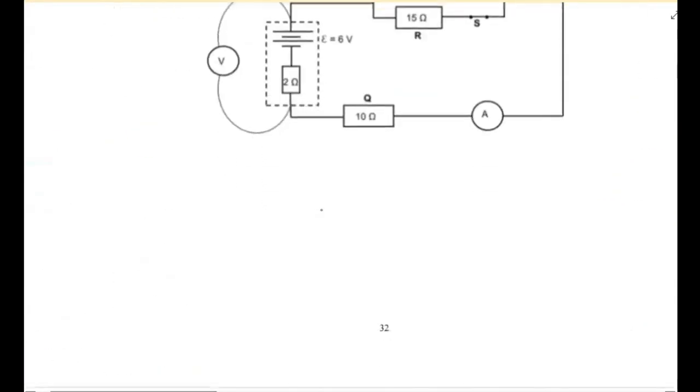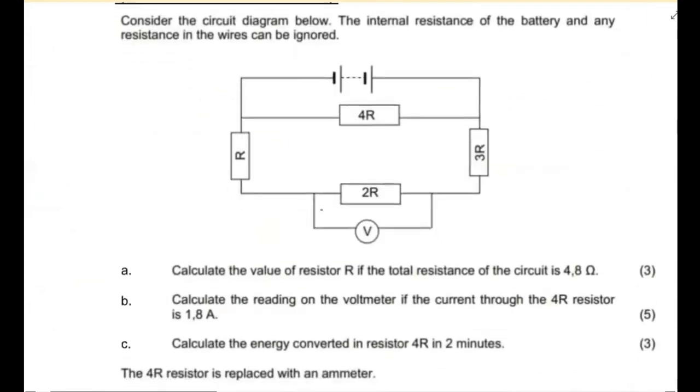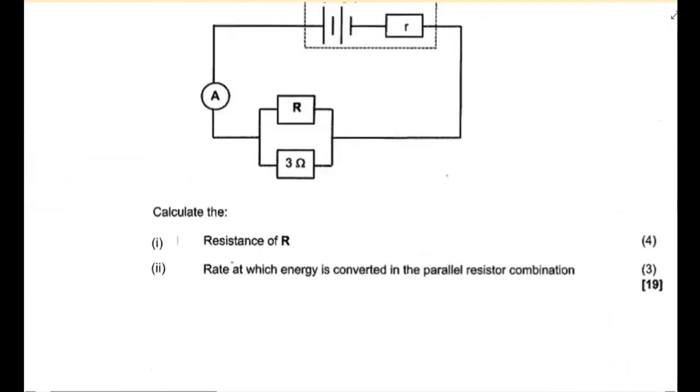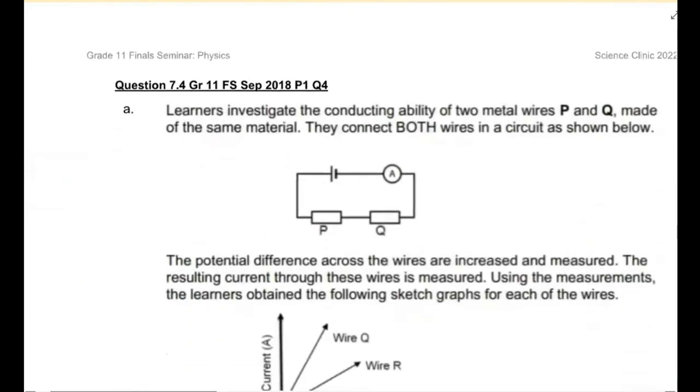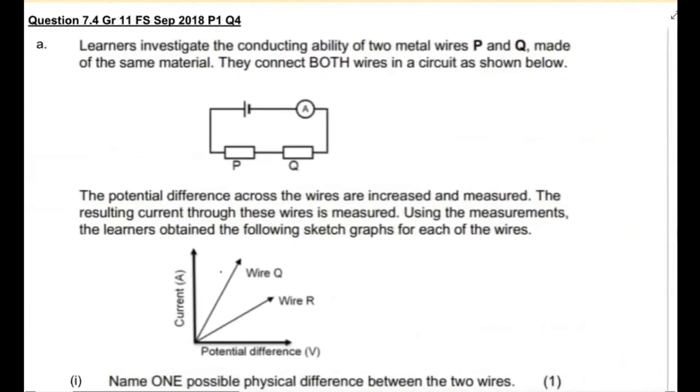So I think there was one more that was 7.4, or 6.4. I thought there was one more Ohm's law one. Oh, here we go. Okay, 7.4 and 6.4 for the DBE.